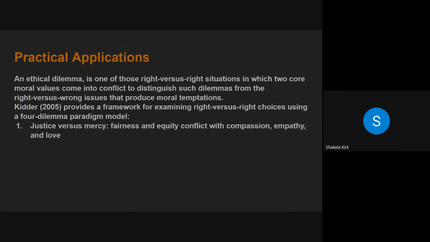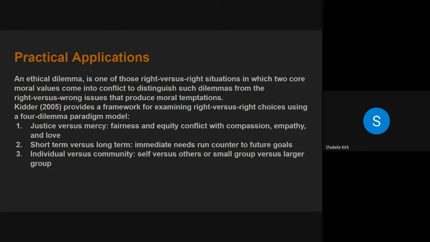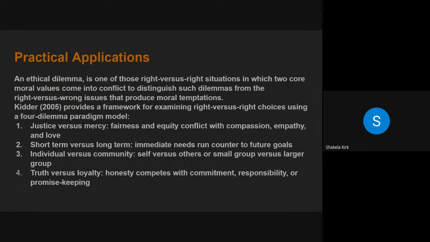1. Justice versus mercy. Fairness and equity conflict with compassion, empathy, and love. 2. Short term versus long term. Immediate needs run counter to future goals. 3. Individual versus community. Self versus others, or small group versus larger group. 4. Truth versus loyalty. Honesty competes with commitment, responsibility, or promise keeping.